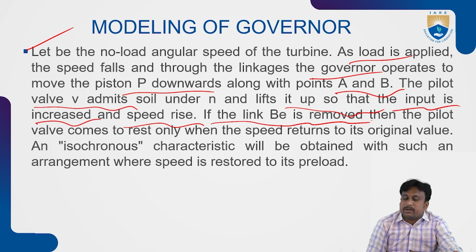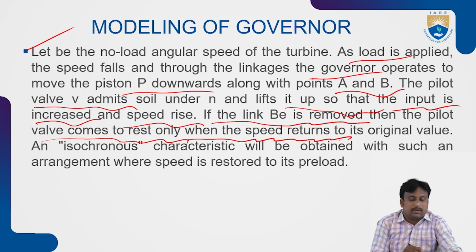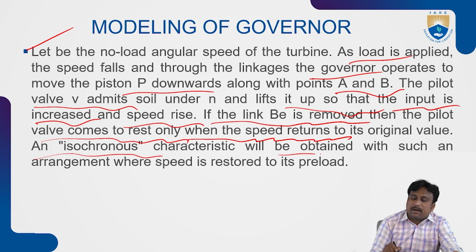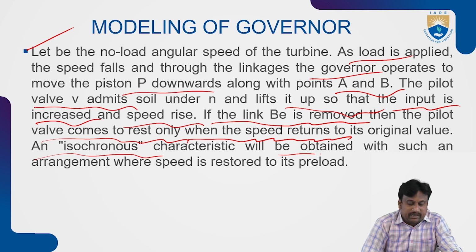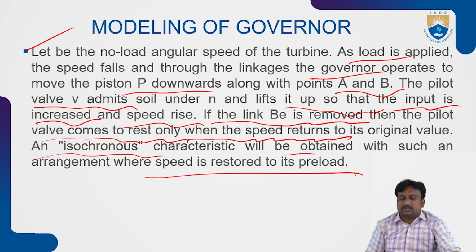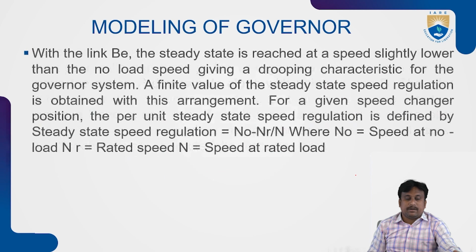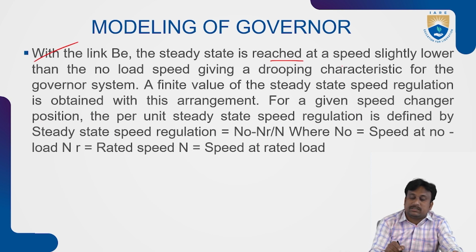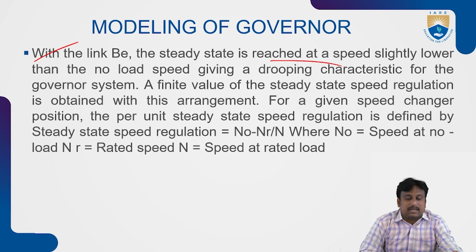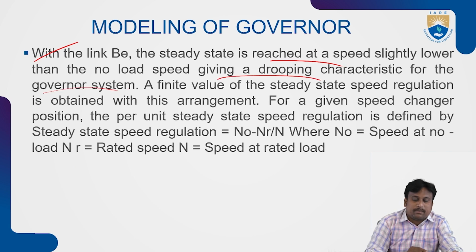If the link is removed, then the pilot valve comes to rest only when the speed returns to its original value. So an isochronous characteristic will be obtained with this arrangement, where speed is restored to its preloaded condition. With the link B, the steady state is reached at a speed slightly less than the no load speed condition, which gives rise to drooping characteristics for the governor mechanism.